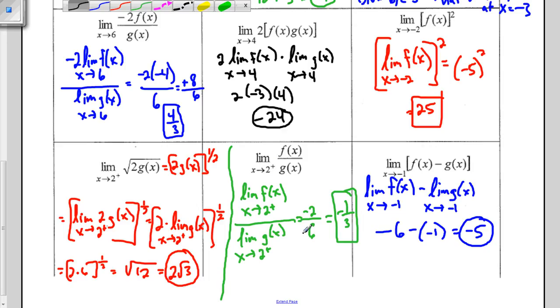Again, we just look at the graphs and say, as I approach from the left, right, two-sided limit, whatever. And again, even with a hole, or more in terms of a jump discontinuity or vertical asymptote, one-sided limits can exist. Okay, so hopefully that was helpful.